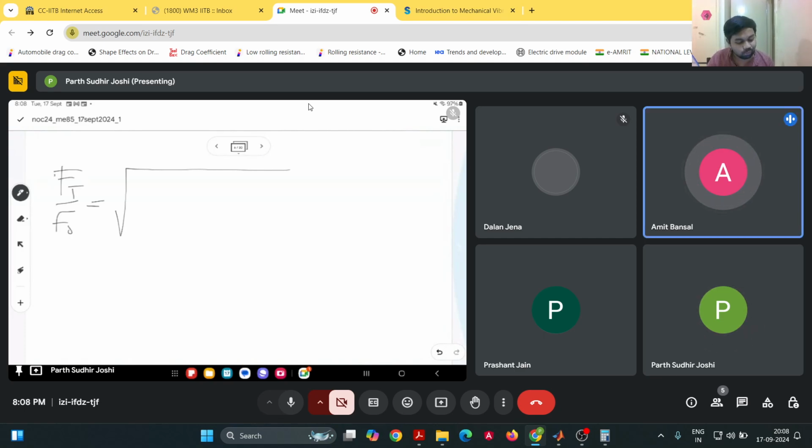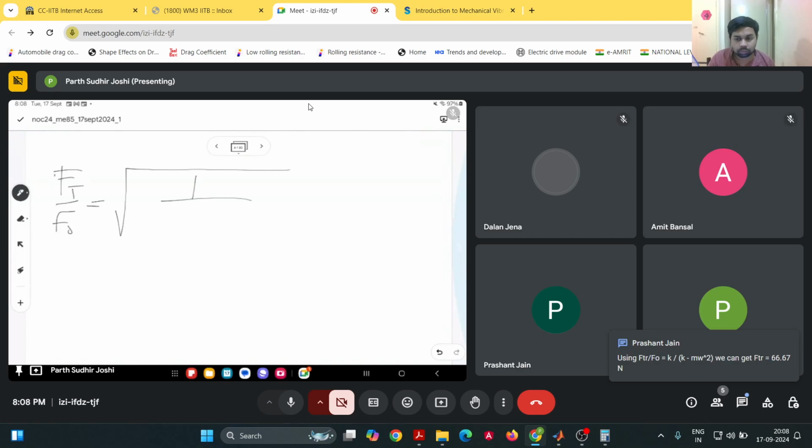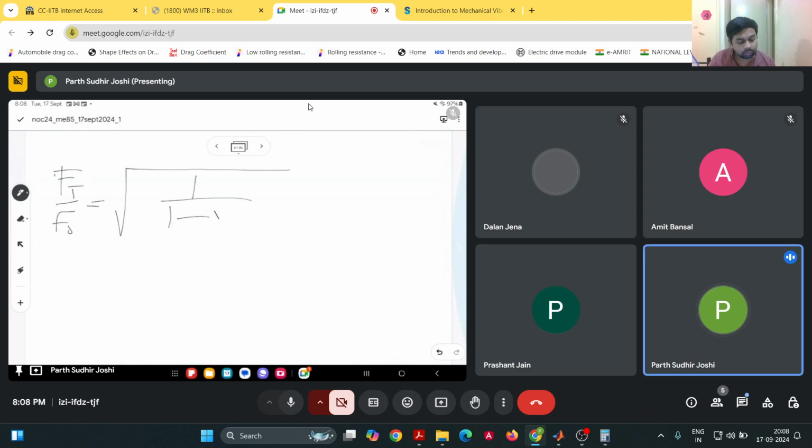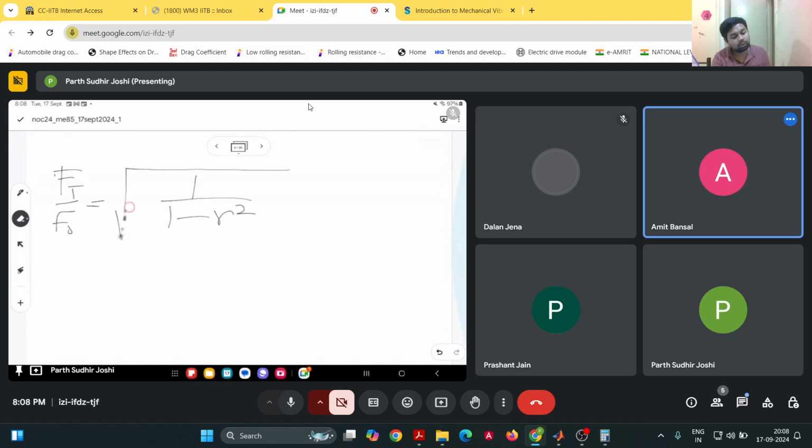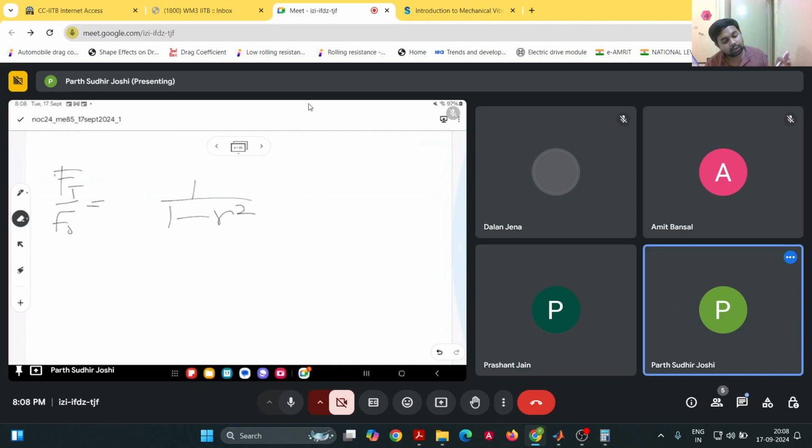1 upon 1 minus r square. Yes, using that zeta equal to 0. So is it square root or not square root? Sir, there is no square root, sir. Okay, no square root, fine. 1 upon 1 minus r square. So what is r? r is basically omega by omega n, right? Yes, frequency ratio.